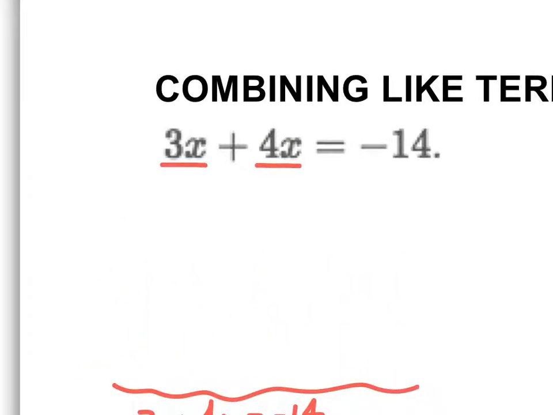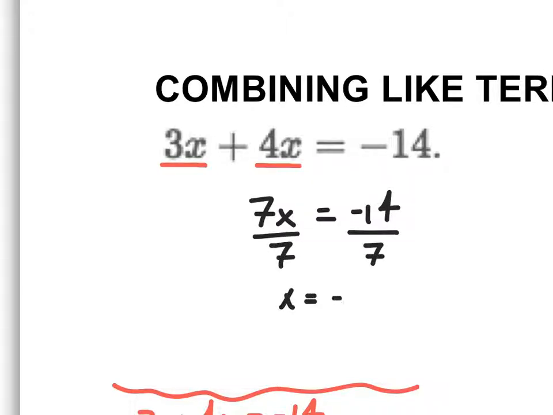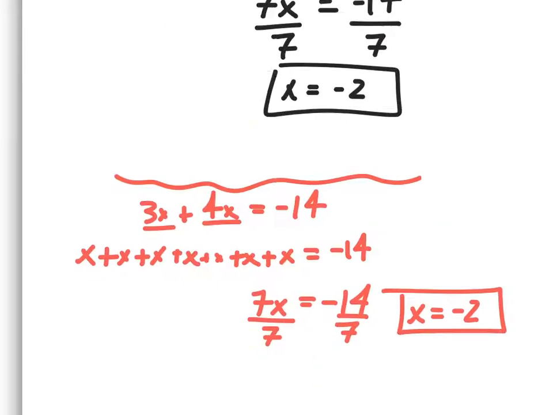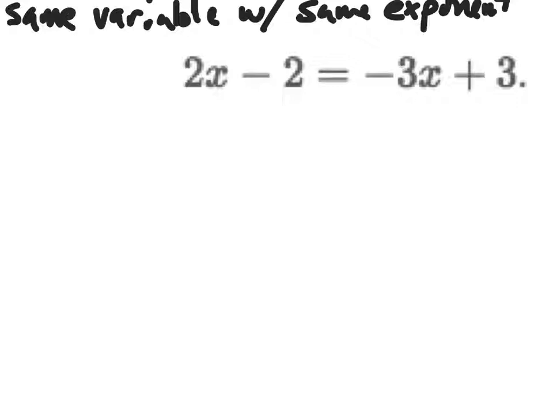I'm just going to do that in my head. 3x plus 4x gives me how many x? That's 7x, and that's going to equal negative 14. If we divide by 7 on both sides, we get that x is equal to negative 2. So we got the same answer as we did before down here. All right, let's take a look at another one.